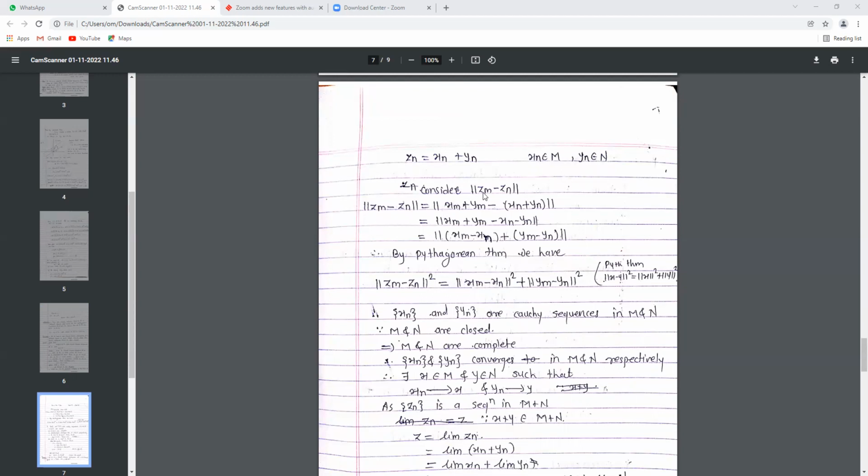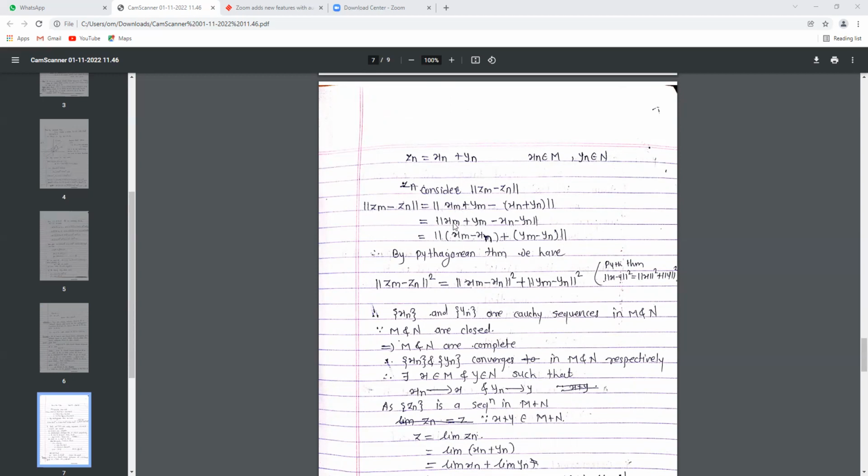Now consider the norm of Zm minus Zn. It is written as the norm of xm plus ym minus Zn, because every element from M plus N is written in this way. The value of Zn is xn plus yn. So now this is equal to xm plus ym minus xn minus yn.